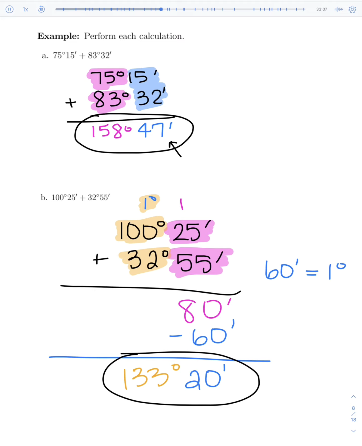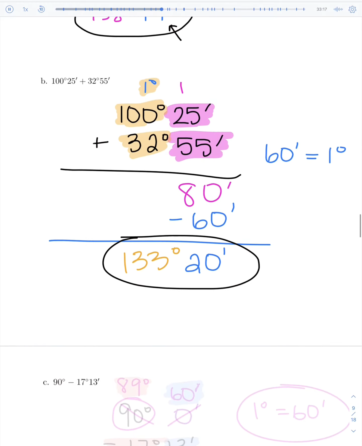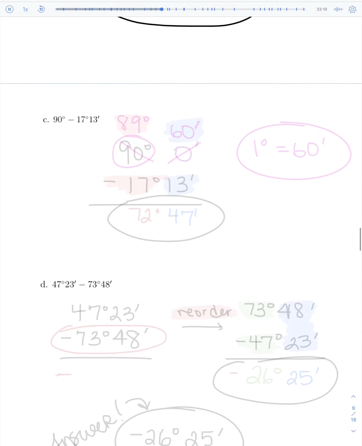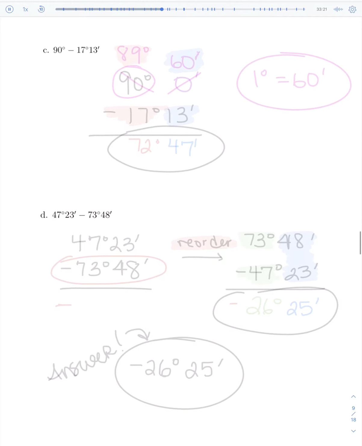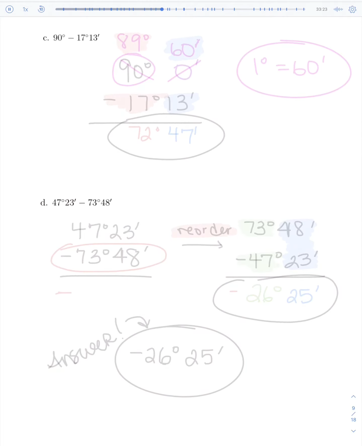What we did here is kind of the reverse of what we were doing before when we were subtracting. Instead of borrowing, we're actually going to carry something over. That's kind of the idea with addition. With subtraction, you have to worry about borrowing. With addition, you have to worry about carrying things over when you're dealing with minutes and seconds. Let's take a look at another example.